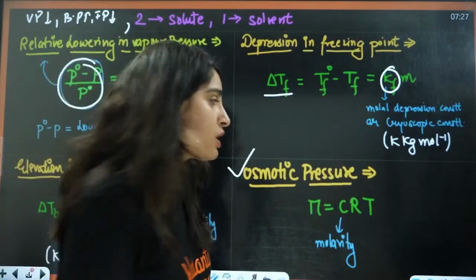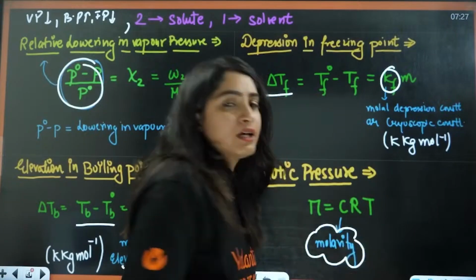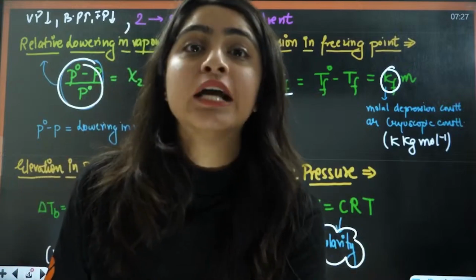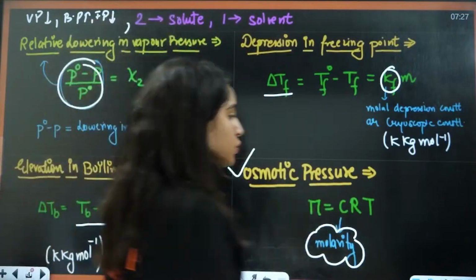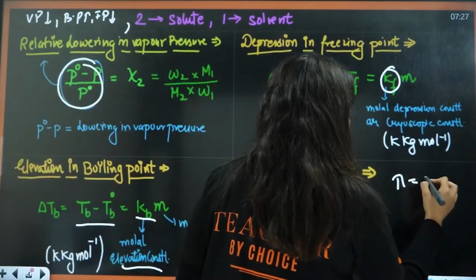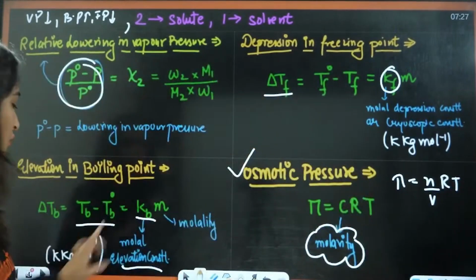For osmotic pressure, pi is equal to CRT. Here we have molarity, not molality. This is equal to pi is equal to number of moles by volume times RT. Right? Understood this? Yes. Perfect.